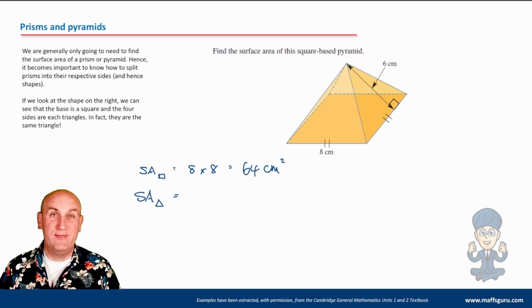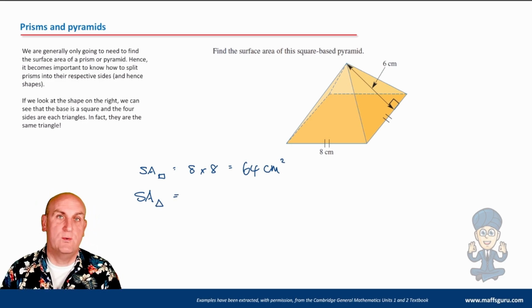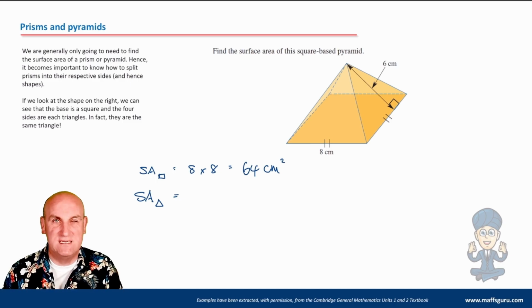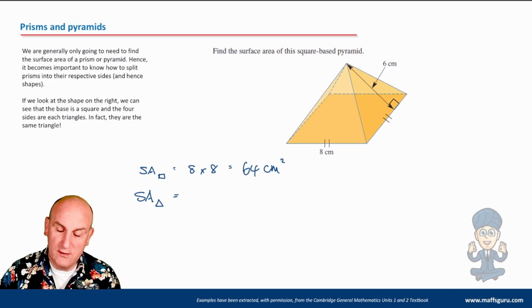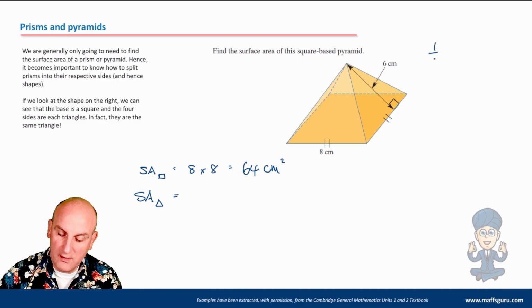And again, do you notice how these are basic shapes? We've got a square. We may have a rectangle. We may have a circle. We may have all sorts of different things, but these are all basic shapes that we know how to find the area of. What are we going to do now? Well, we know the area of a triangle is a half times base times height.